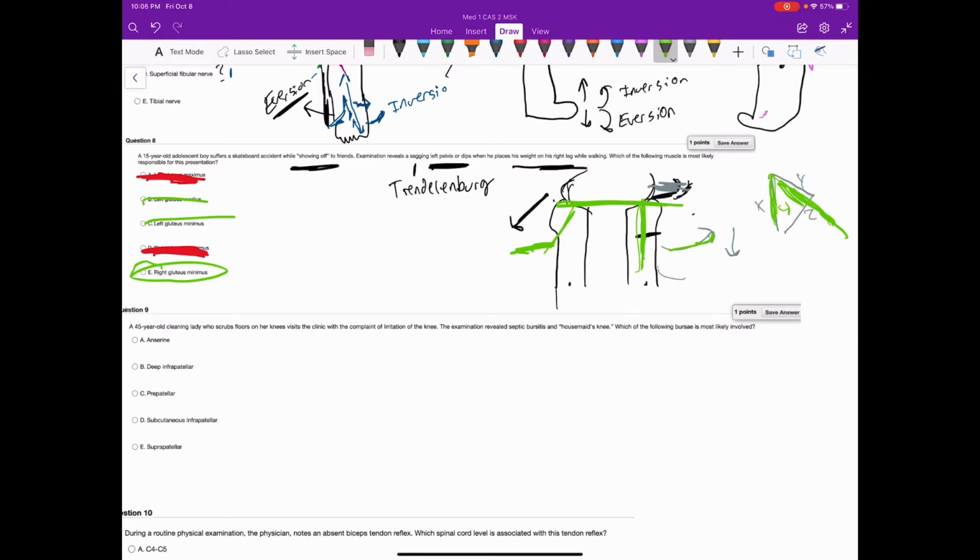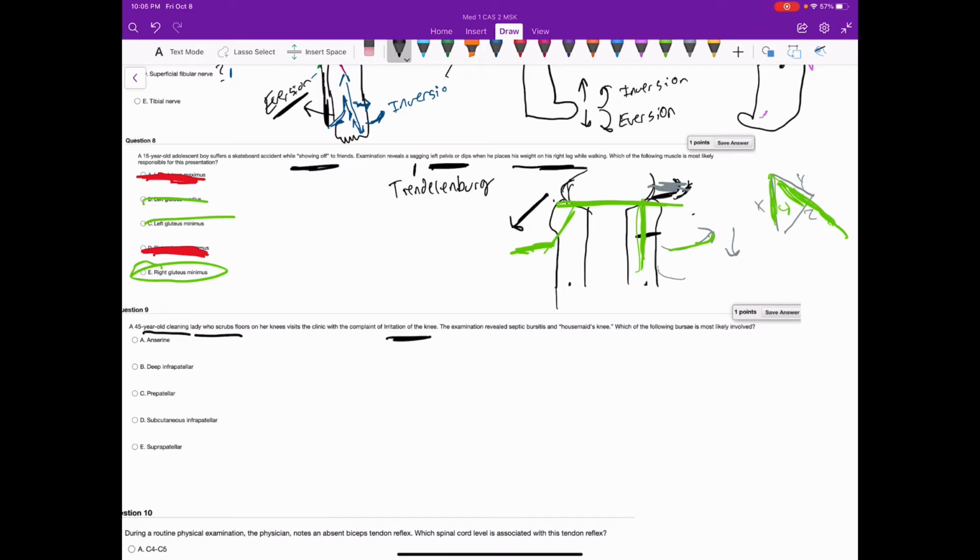irritation in the knee. Okay, you see this? You should know it's got something to do with bursitis or something with her knee because she's on the floor scrubbing. Her skin is always rubbing against the ground, and that usually causes bursitis. Okay, but let's continue. Complaint of irritation in the knee.